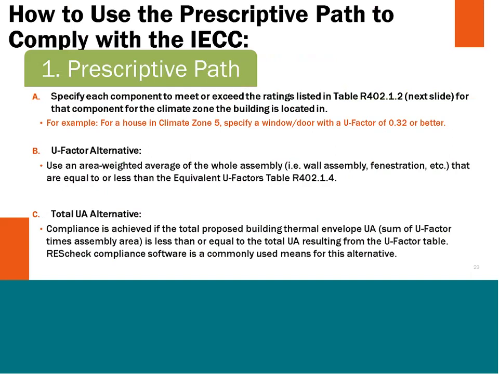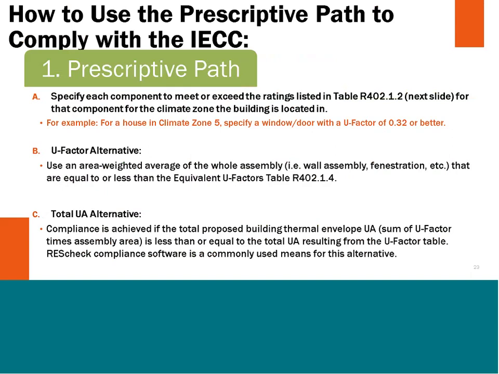Here we're going to look at the prescriptive path, and there are three options under that path. Component rating, meaning the requirements in table R402.1.2: select each component that meets or exceeds the rating in the table and will be deemed to meet the energy code. For example, for a house in climate zone 5, selecting a window or door with a U factor of 0.32 will better meet that energy code requirement.